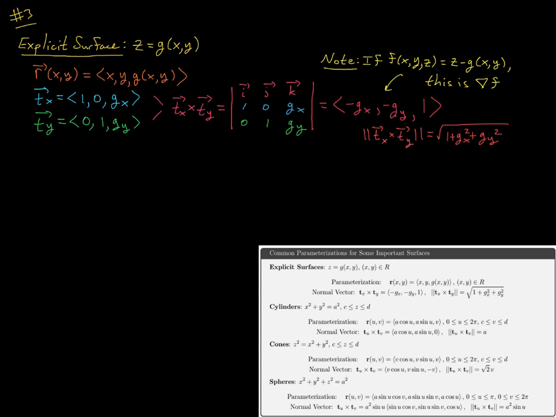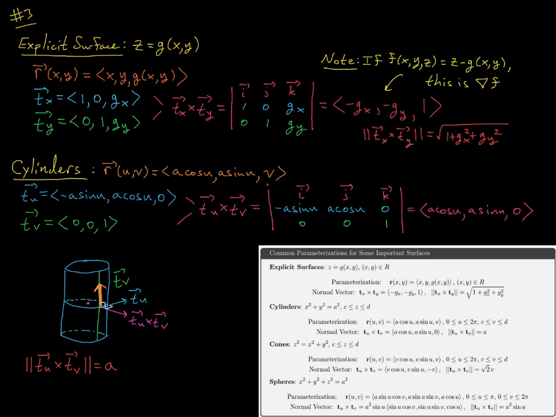And if I take the gradient of this thing, I get exactly this. The x derivative of f is just minus gx. The y derivative is minus gy, and the z derivative is 1. So this agrees with something we've already seen. And we also note here the magnitude of this normal vector is just the root of 1 plus gx squared plus gy squared. We're going to see this expression come up a little bit later. All right, cool. So how about cylinders?